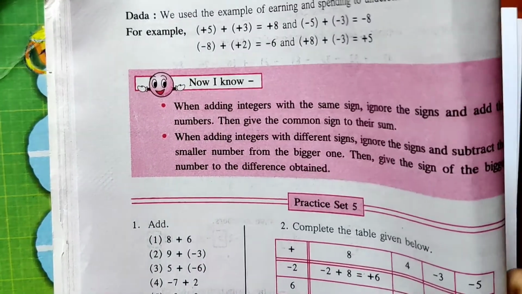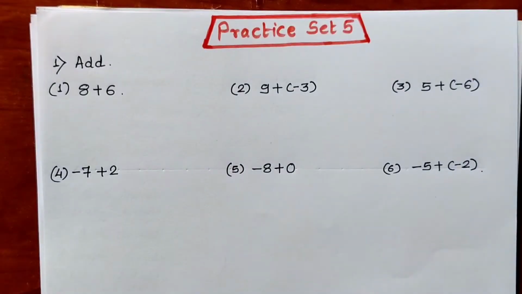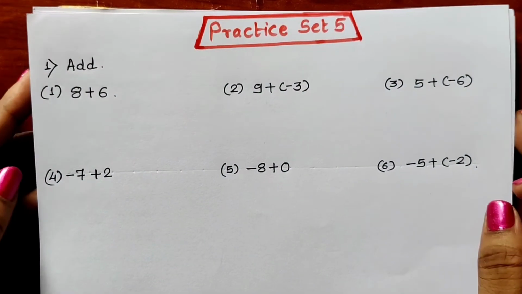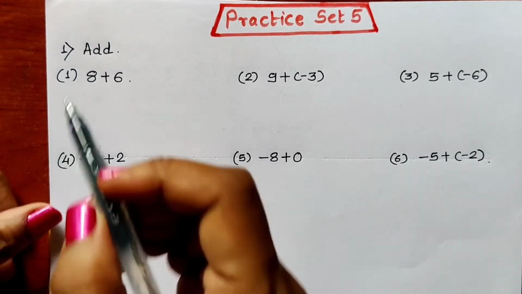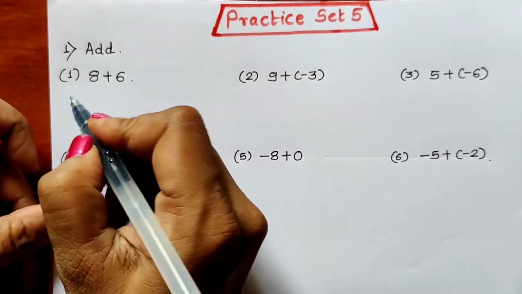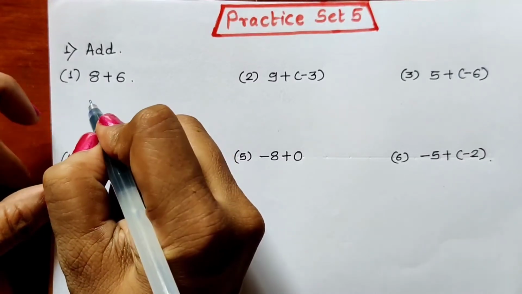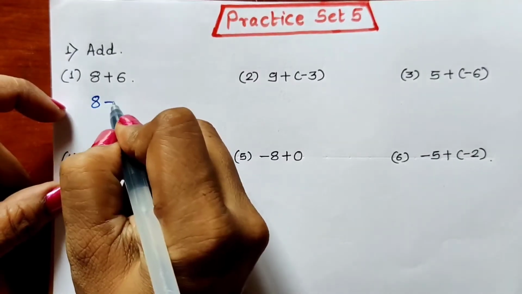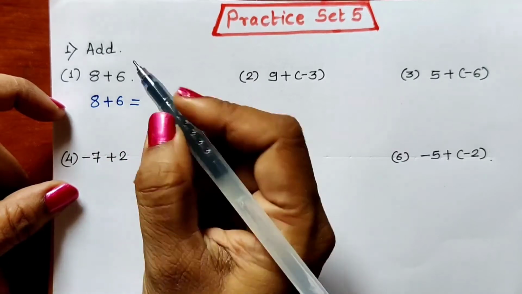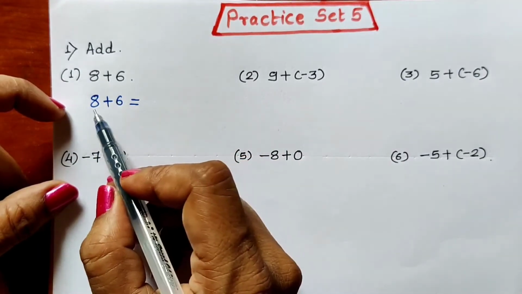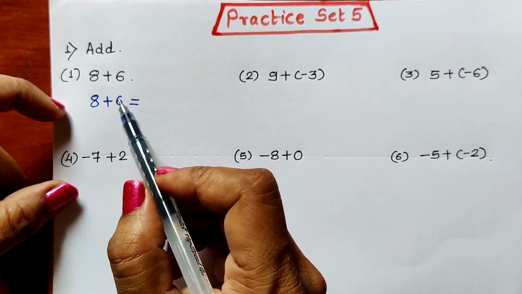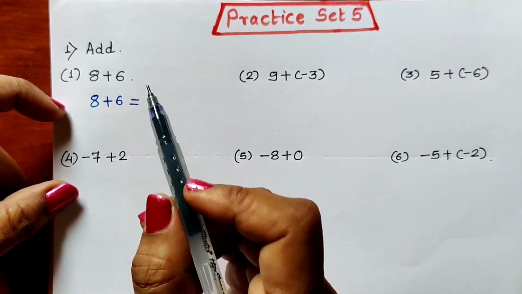So let us add one by one. First it is 8 plus 6. Both these integers have the same sign. So what will we have to do? While adding integers with the same sign, we will have to ignore the sign. We have to add the integers and give the common sign to the answer.